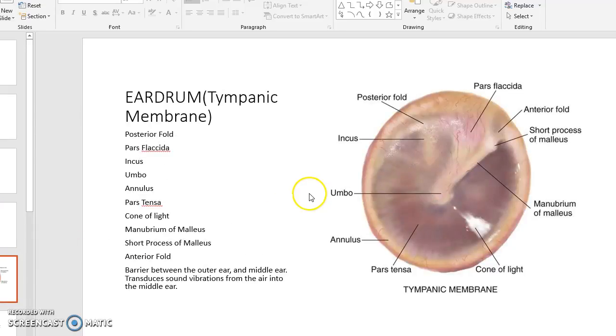The eardrum, otherwise known as the tympanic membrane, consists of the posterior fold, pars flaccida, the incus, the umbo, the annulus, the pars tensa, cone of light, manubrium of malleus, short process of malleus, anterior fold, pars flaccida. It is the barrier between the outer ear and middle ear. It transduces sound vibrations from the air into the middle ear.